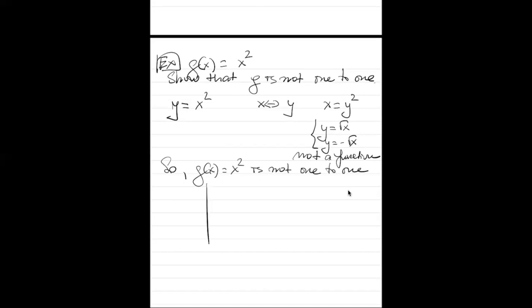And we can see that from the graph. So here's g. The inverse relation will be this, and that is not a function. So this is x equals y squared, not a function. So the original function g is not one-to-one.